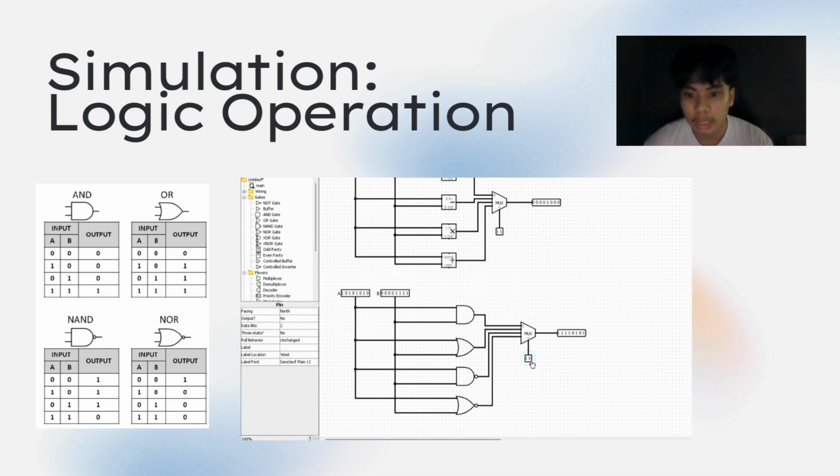Now let's try the NOR operation. Let's change the inputs of B to 0 0 0 1 0 0 0 1. This is the output for those inputs. As you can see, the NOR operation is the NOT of OR, so it outputs 0 if either bit is 1.